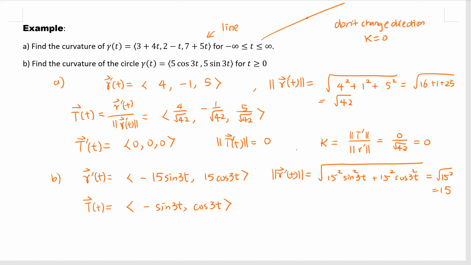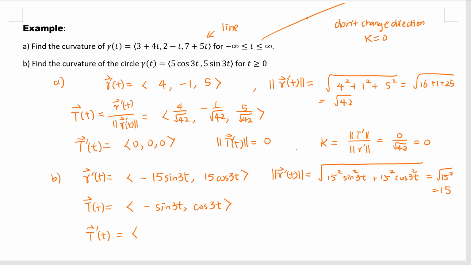Okay, and here, let's see. So what is T prime? Well, then T prime is the square root of sine 3t squared plus cosine 3t squared. So that will give us 1, right? And oh, sorry, I was just calculating its length. No, we're not ready. We should take the derivative. Okay, the next step we calculate the length.